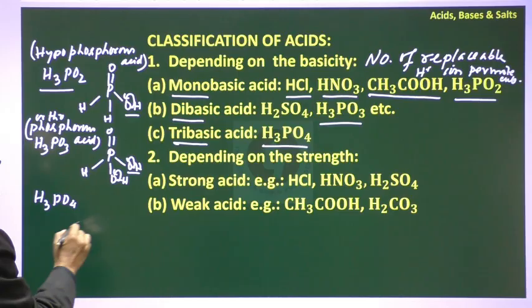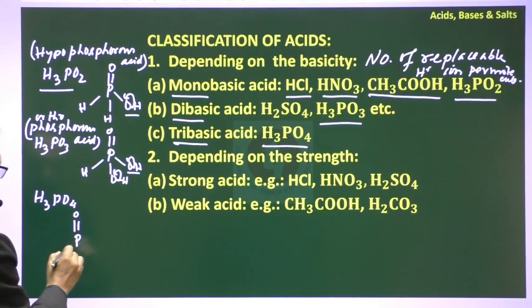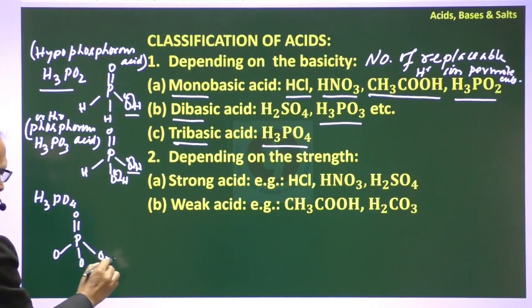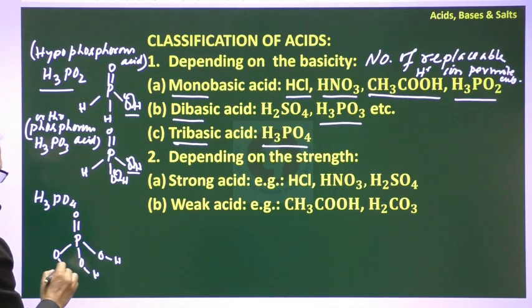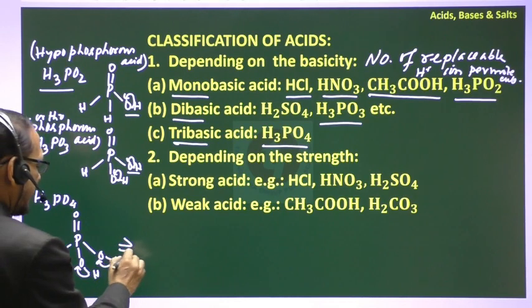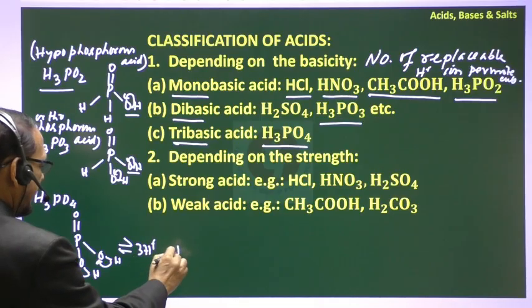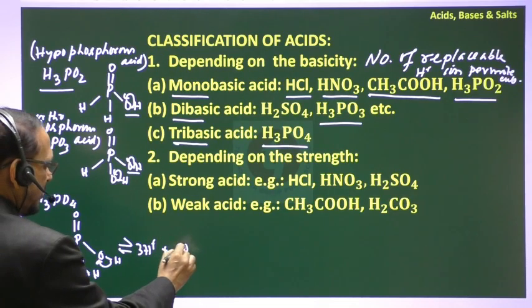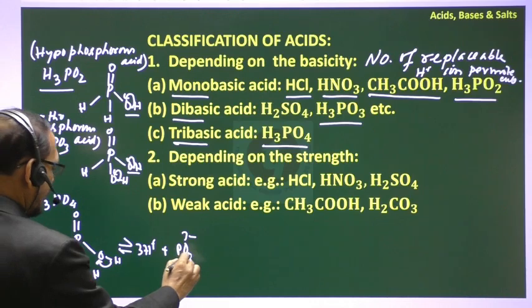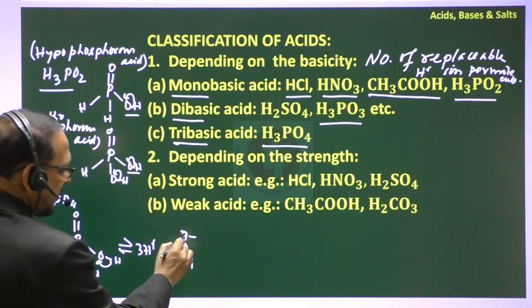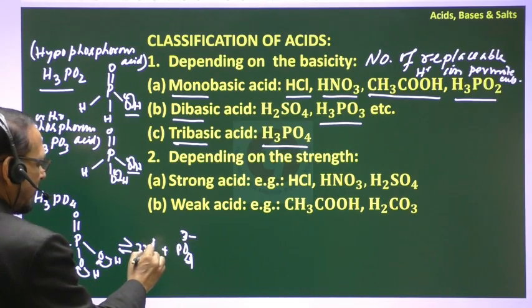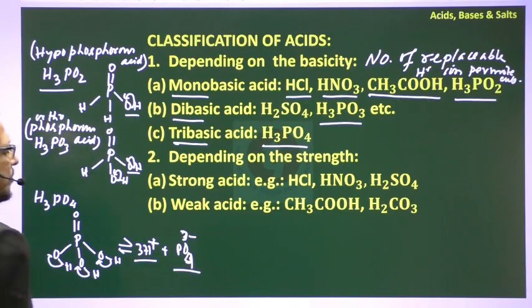Another is number 3, H3PO4. The H3PO4 structure is P, and it contains 3 OH bonds. Clear? And that's why it can give 3 H plus, because the OH bond is polar. It will give 3 H plus and PO4 3 minus, the phosphate ion.